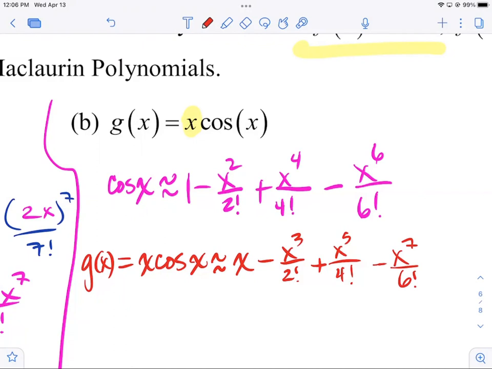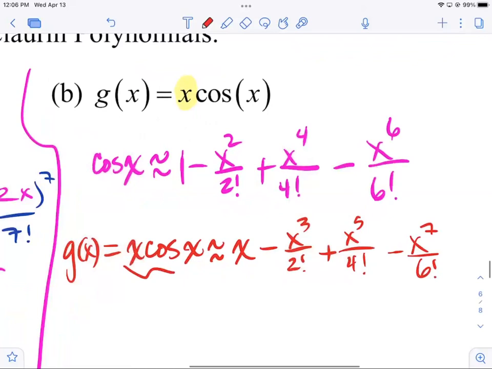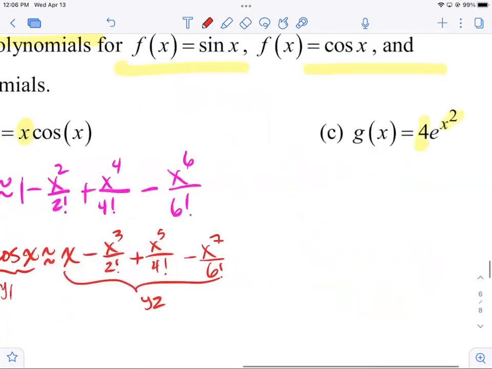And again, if you want to verify these, maybe in the privacy of your own home, you could graph x cosine of x in Y1, and you can graph this in Y2 and hit zoom 6 because they're centered at the origin. And you'll actually see the polynomial wrap itself around x cosine of x, and then it'll depart at some point. Kind of a cool idea.